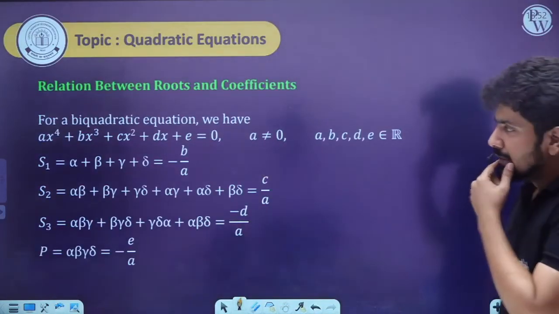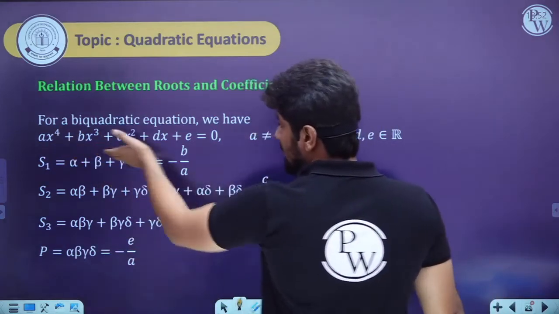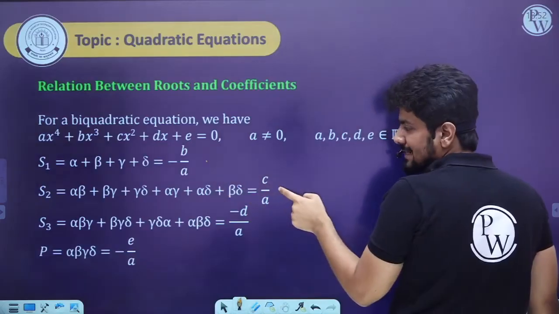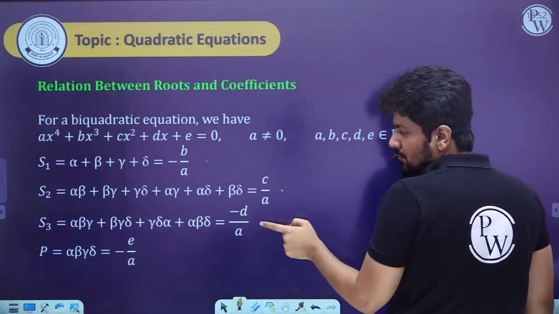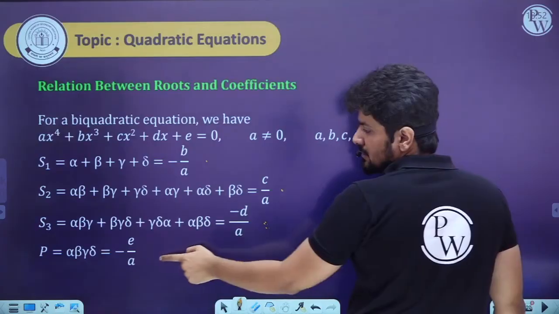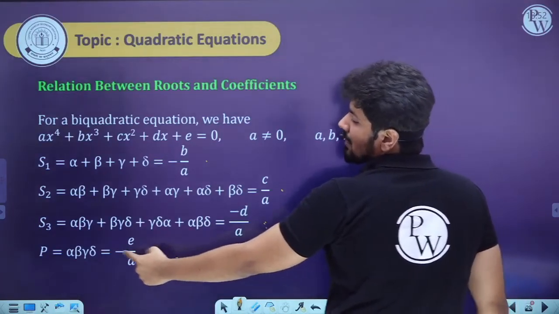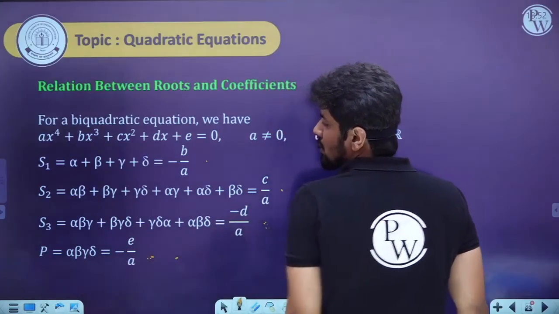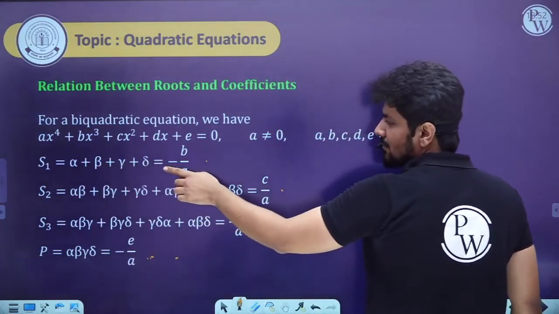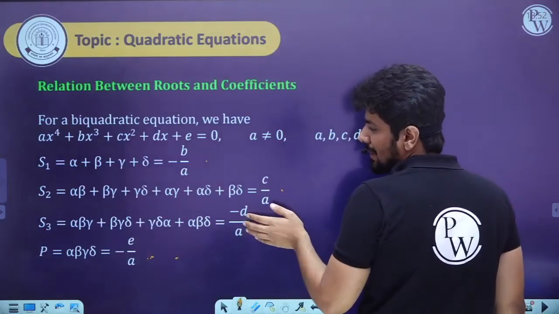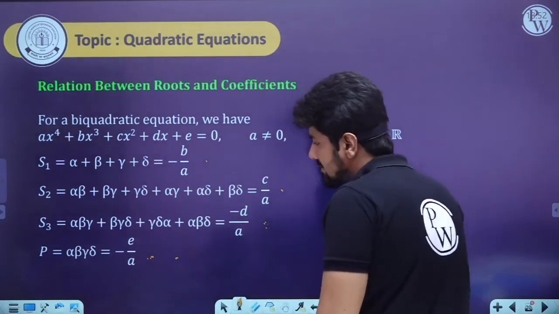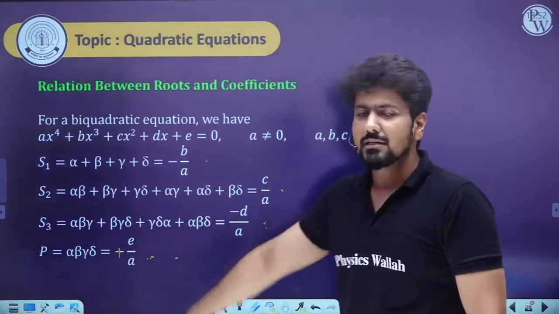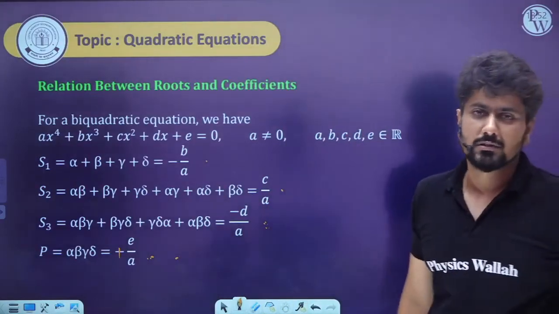Now, this is a degree 4 equation. The same pattern continues. Sum of roots taken one at a time, sum of roots taken 2 at a time, sum of roots taken 3 at a time, sum of roots taken all at a time. Alpha, beta, gamma, delta. Sum of roots taken all at a time means product of roots only. Minus b by a, plus c by a, minus d by a, then again plus e by a. There has to be plus here. Minus, plus, minus, plus. This is the pattern that follows.